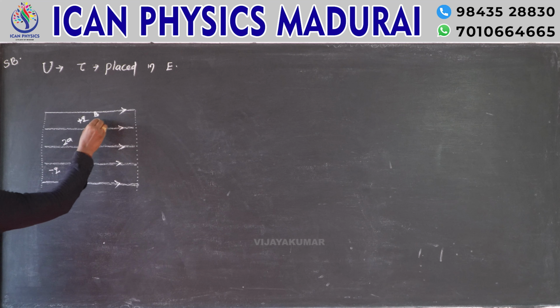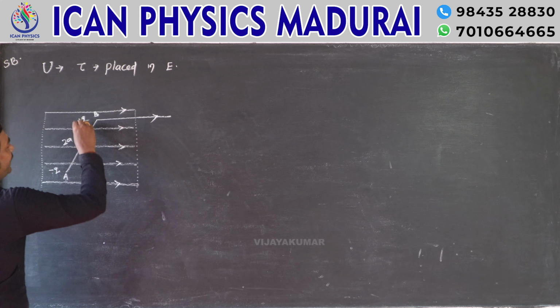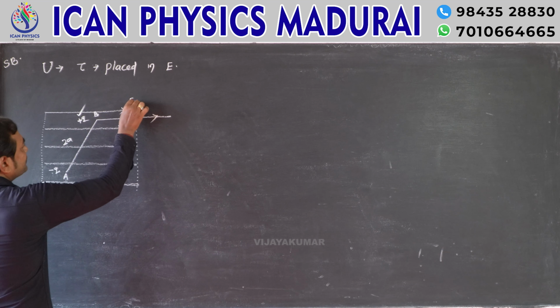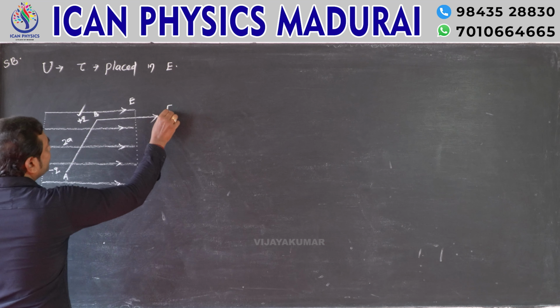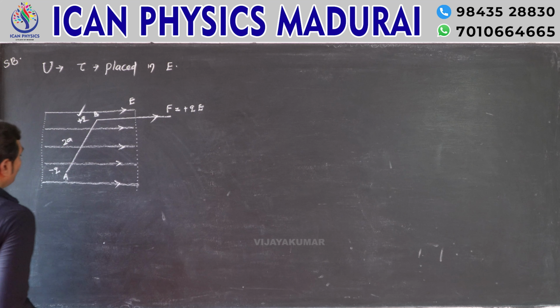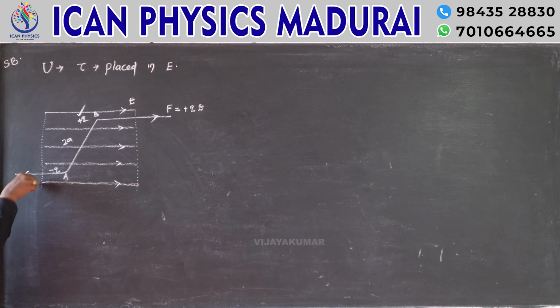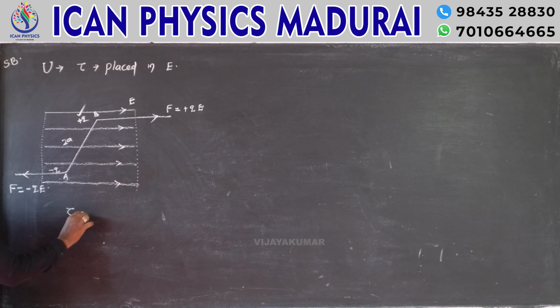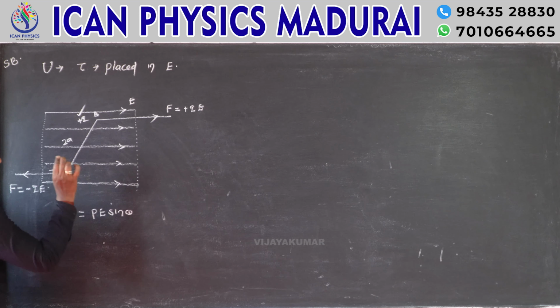So because of that, it experiences a force. Why? The positive charge experiences a force along the direction of the electric field. So F equal to plus qE. The minus q charge experiences a force just opposite to the electric field. So F equal to minus qE. So when the electric dipole is placed in the uniform electric field, it experiences a torque, then torque tau equal to pE sin theta.